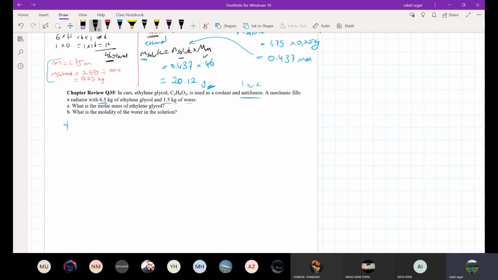Actually, in the ministry exam question, this A was not present. A was directly given. They don't care about A. But let's just solve it by ourselves.